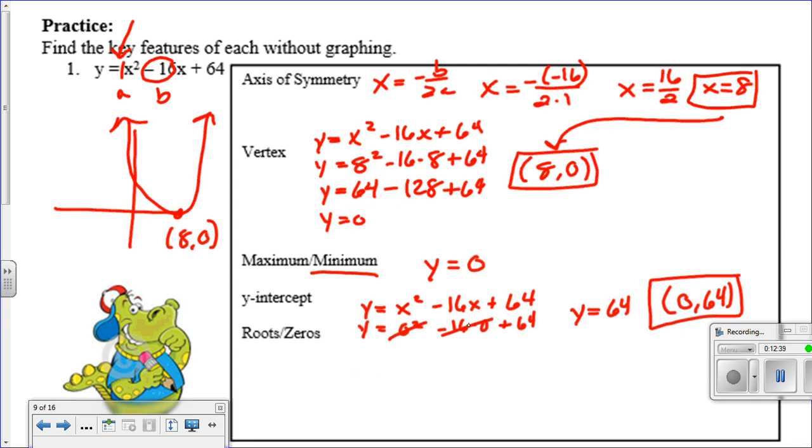Okay, your last one, your roots. So to find your roots, you're going to take the same equation, but this time you're going to put 0 in for y. Okay, so now all we have to do is solve this. You can solve it by completing the square, quadratic formula, or factoring. I would always try factoring first. And this is something that's factorable. So what multiplies to 64 that adds to negative 16 is negative 8. Notice that these two are the same, which means that this is only going to have one real root.